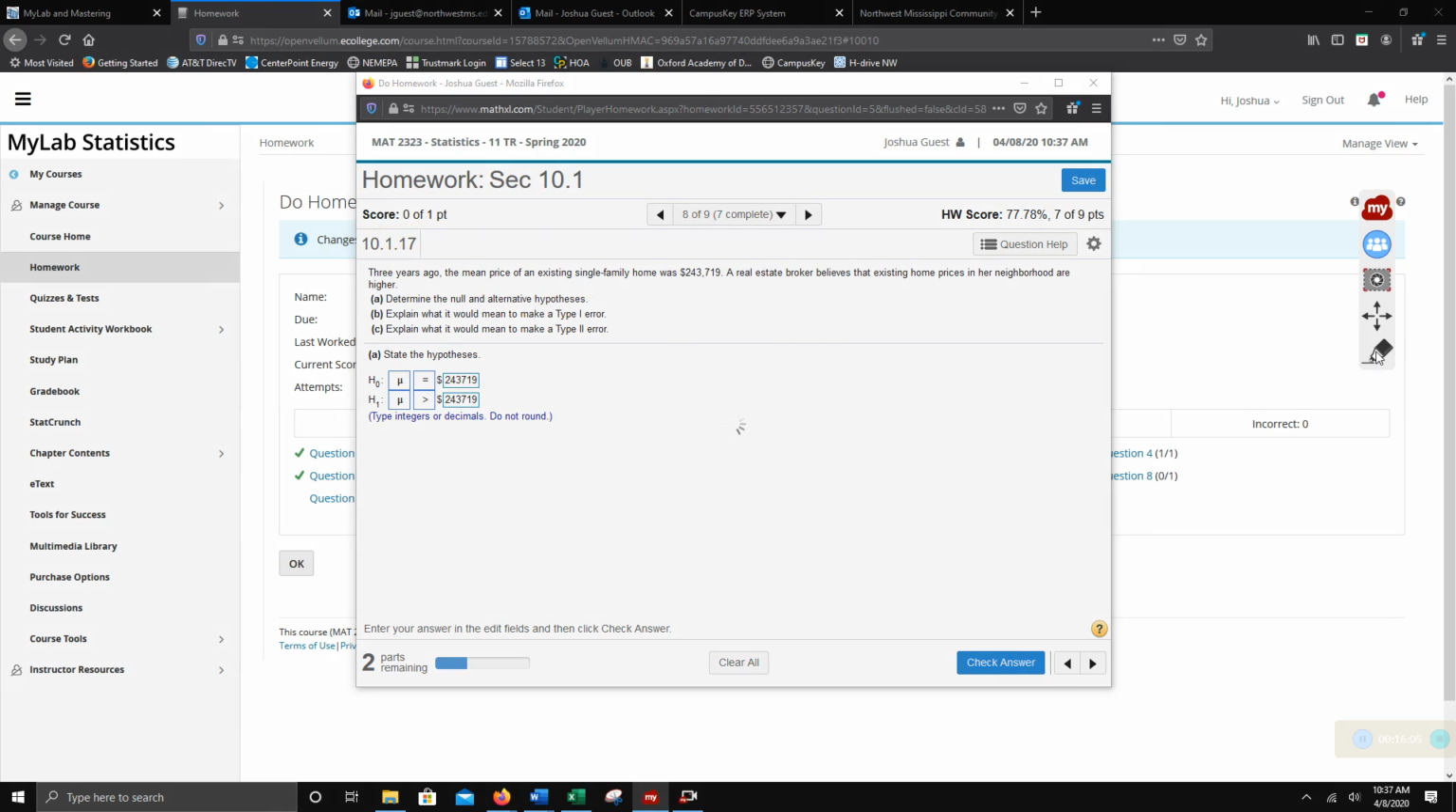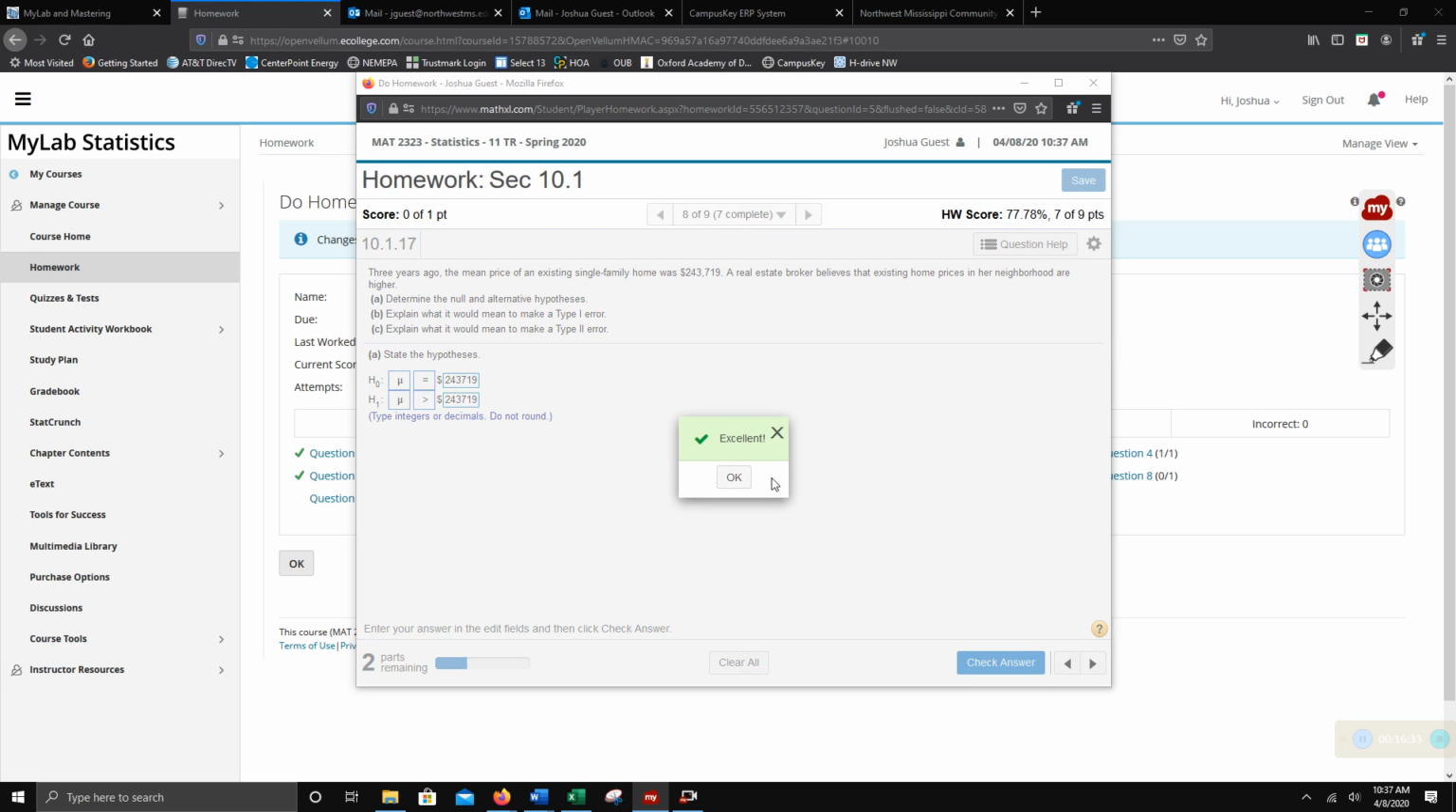Choose that again. Let's go to our mouse and talk about a type 1 error. A type 1 error is when you reject the null hypothesis. That means we would say, hey, we've concluded that the price is not 243,719, when in fact it really is. So reject the null hypothesis when the null is true. We have found evidence to say reject the null when in fact the null is true.